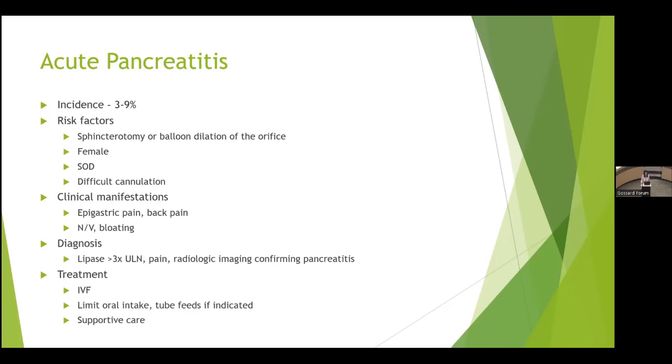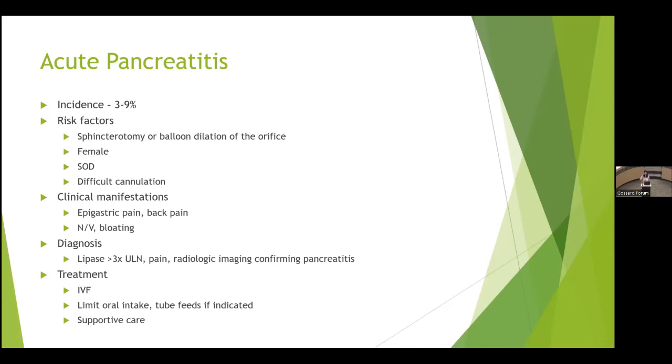So the way we diagnose post-ERCP pancreatitis is you have to meet 2 of the 3 criteria: lipase greater than 3 times the upper limit of normal, abdominal pain, and/or radiographic imaging confirming pancreatitis. Typically, this is a CT scan. Ultrasound is not a very sensitive test to check for these, nor is an X-ray.